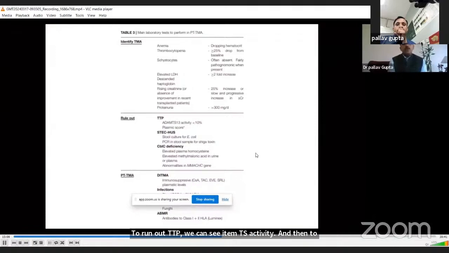To look for Shiga toxin associated HUS, we can use stool culture for E. coli. Then we have to look at the levels of the various drugs like cyclosporine and tacrolimus, and we can also look for infections by doing PCRs and serological assays. And then we can do testing to look for the presence of class 1 or class 2 anti-HLA antibodies if we are suspecting ABMR as a cause of thrombotic microangiopathy. So along with biopsy, we can use the various battery of tests to find out the cause of TMA.